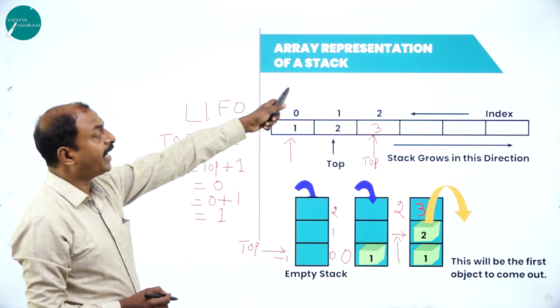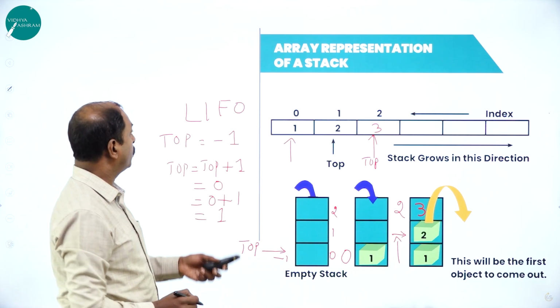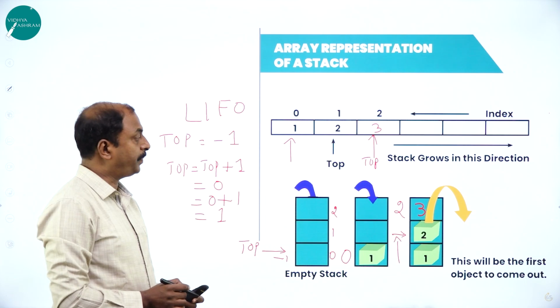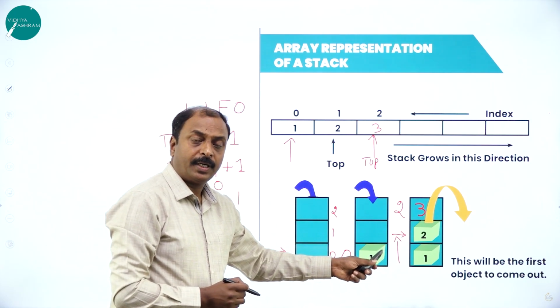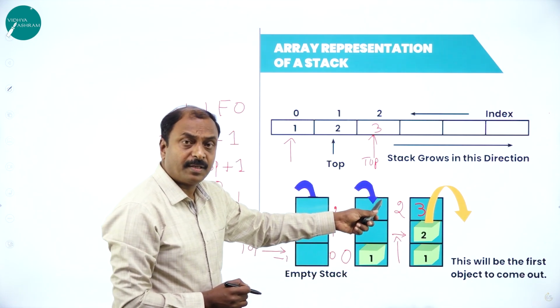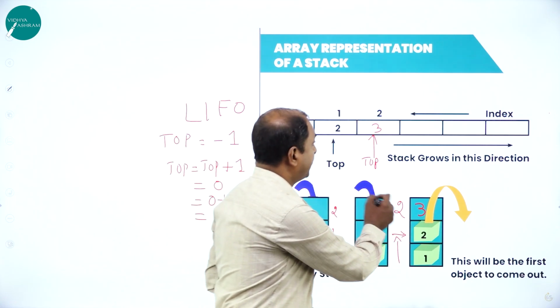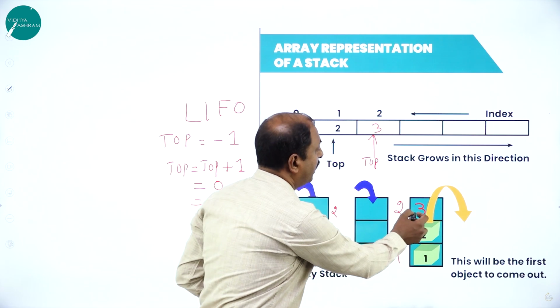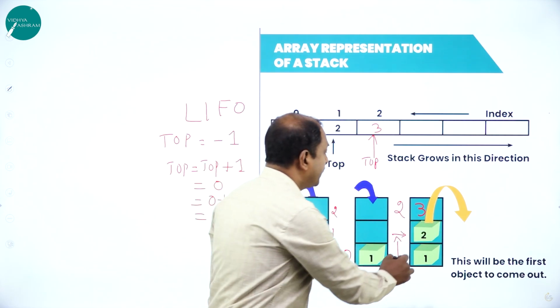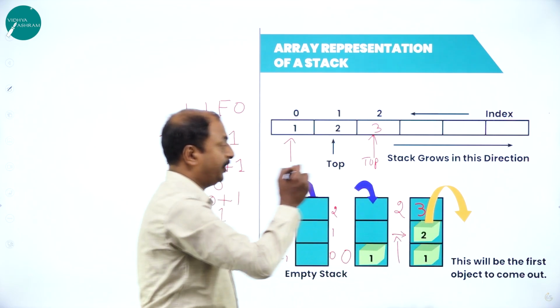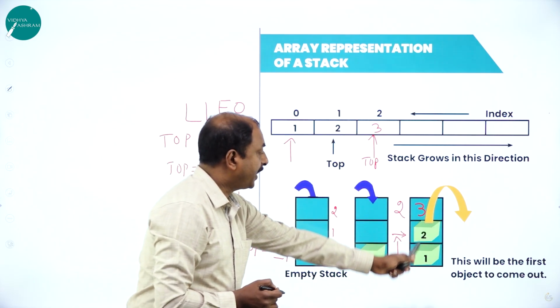The stack is a data structure which follows the LIFO principle, and every time, top is a pointer which keeps incrementing by +1. In this example, at this stage, the value of top equals 2. We can say the stack is full. This is the condition: stack is full.